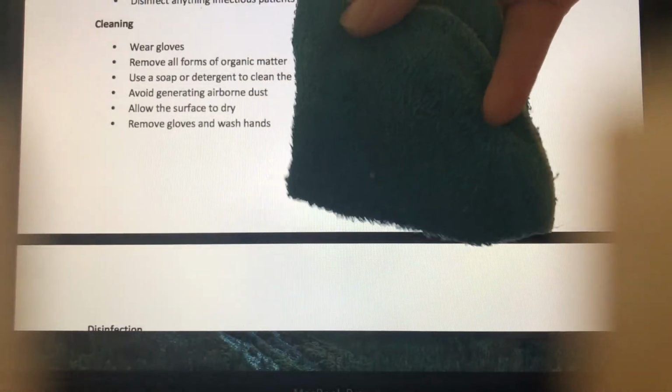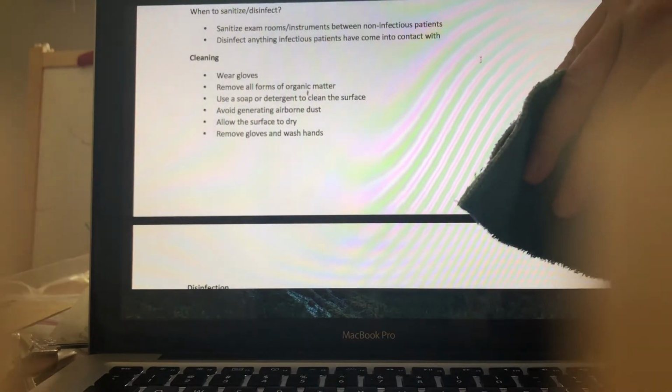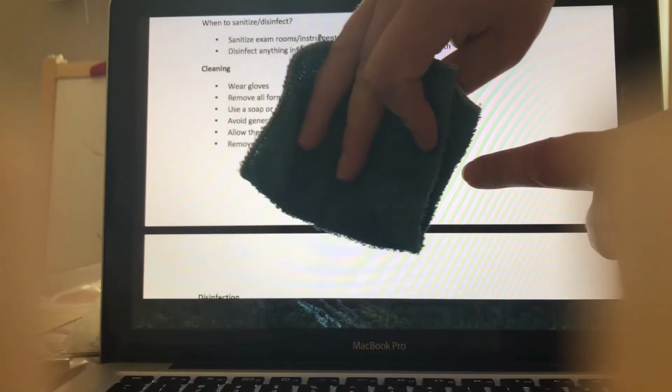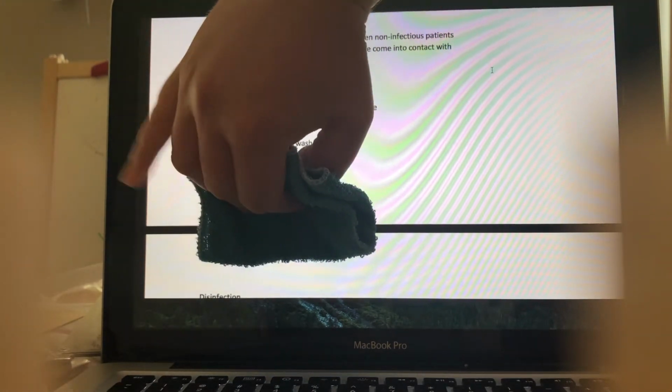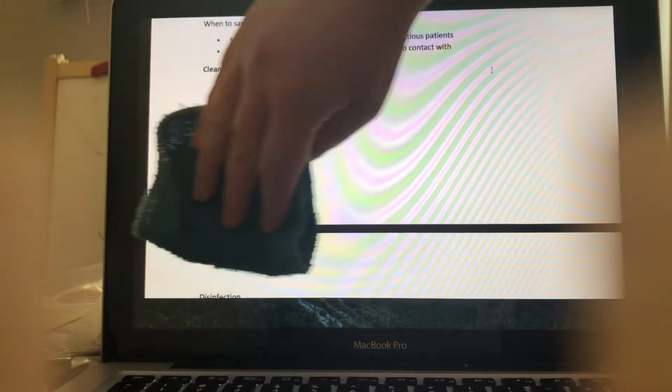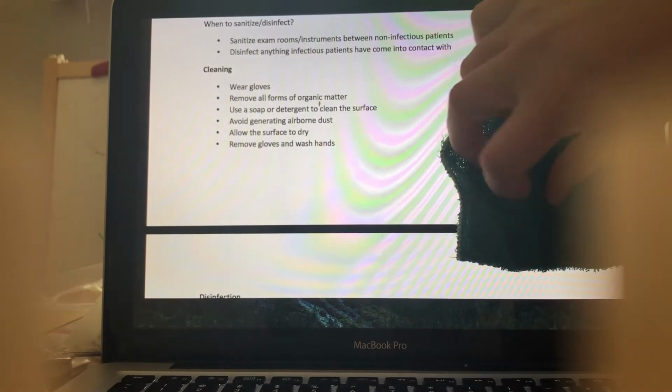So if I have a cloth like this, I'm just going to move my computer back so you can see a little bit better. So if I have a cloth like this and I'm wiping back and forth, back and forth, do you see that this side and this side both have germs on them, right? So I'm pushing the germs this way now with this side, and now I'm pushing the germs this way with this side, but I'm also dragging the germs from this side back through the spot.